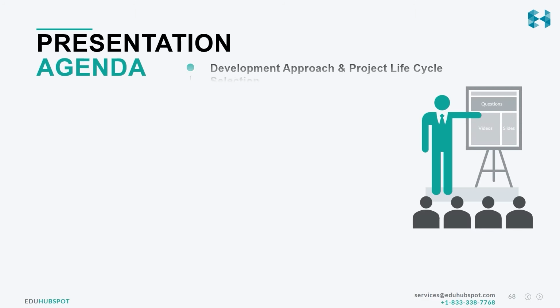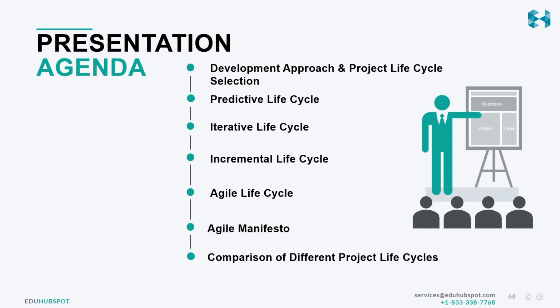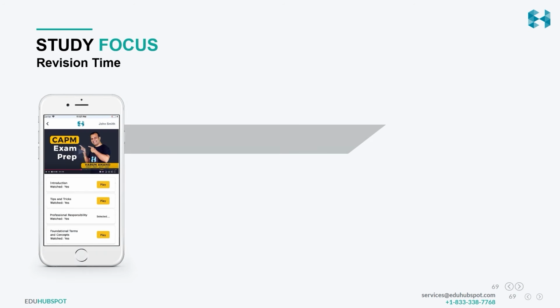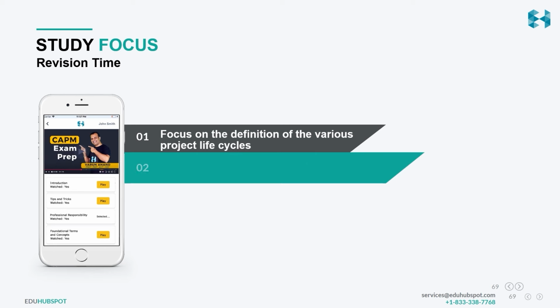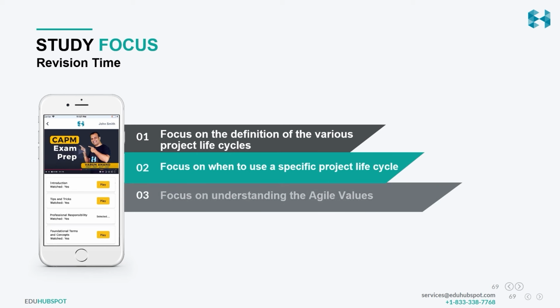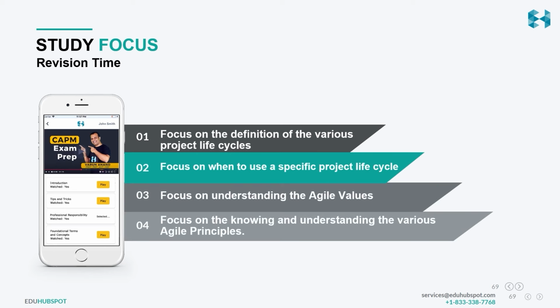Perfect. So this marks the completion of this topic. So what did we do? We discussed all the different types of life cycles: predictive, agile, iterative, incremental. We also did a little bit of comparison between which one to use at what stage. So it was a good and an interesting topic. Just make sure you focus on some of these important aspects that we learned today, and then we will finally move to the next video.